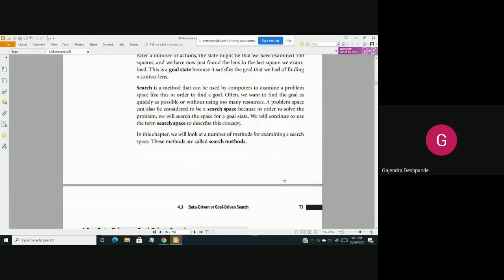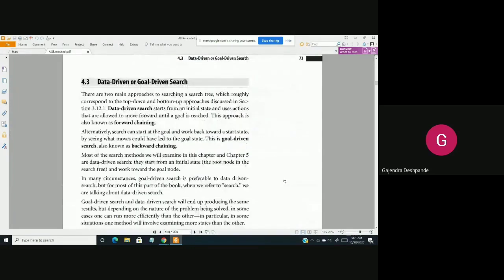Now our search methods can be divided into two types: one is data driven search and the second one is goal driven search. In data driven search, you start from the initial state and you reach the goal state. From the initial state to the goal state, you move in a forward direction. So that's why this is also known as forward chaining.